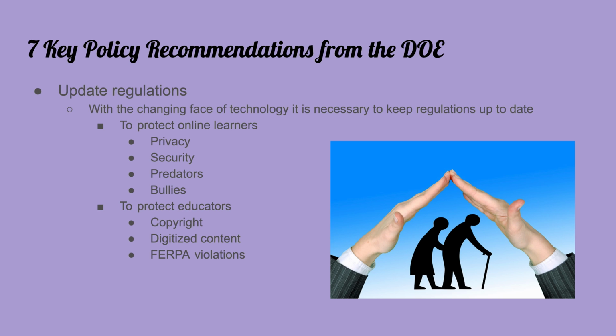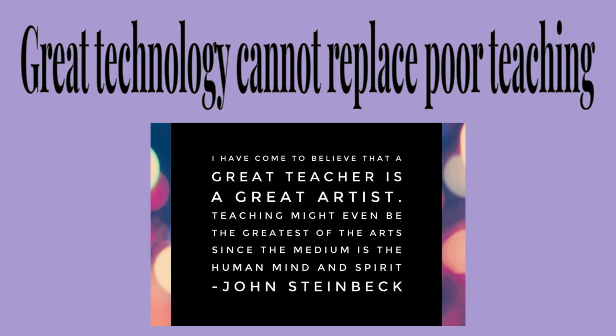We also need to update regulations. Technology is changing all the time, and we need to make sure that we keep our regulations up to date. We need to protect online learners, from their privacy to security. We need to protect them from predators and bullies. And with the ever-changing face of social media, we need to make sure that we're keeping our students safe, not only physically, but mentally. And then we need to educate educators about their roles in technology, copyright infringement, digitizing their content and having it stolen, FERPA violations. We need to make sure that we're educating them and protecting them from these lawsuits and terrible things that could potentially happen to them.